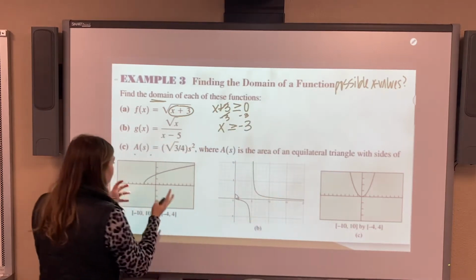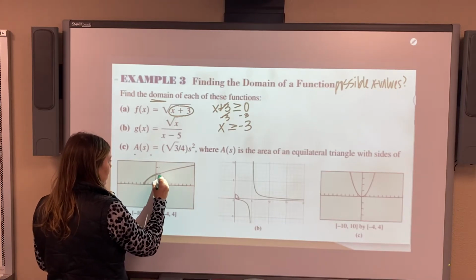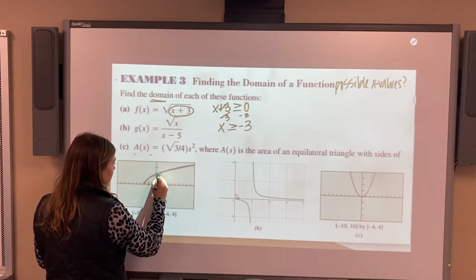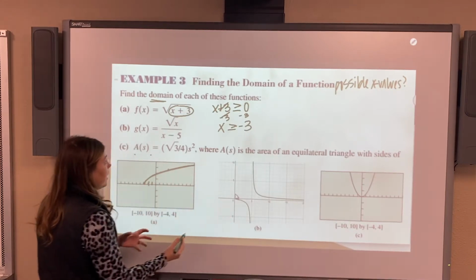And so looking at our graph, it starts at negative 3, and then it goes up. So all of these X values that we have for our graph are greater than or equal to negative 3, okay?